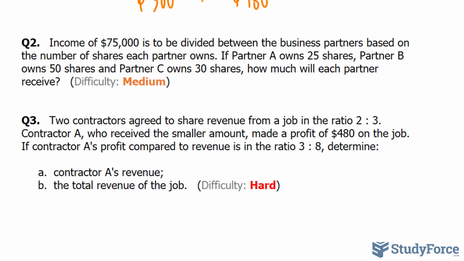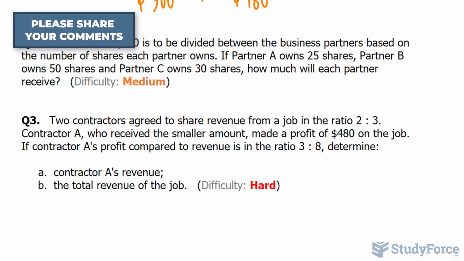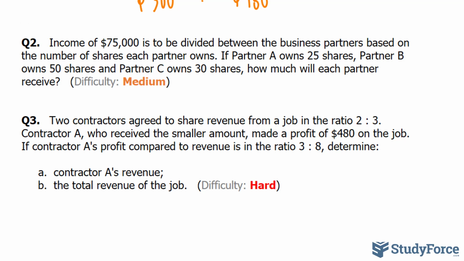Income of $75,000 is to be divided between the business partners based on the number of shares each partner owns. If partner A owns 25 shares, partner B owns 50 shares, and partner C owns 30 shares, how much will each partner receive? So what you want to do is write this down as a ratio. We have 25 to 50 to 30. And just like before, you want to sum up the parts. So we have 25 plus 50, that's 75, plus 30, that equals to 105.